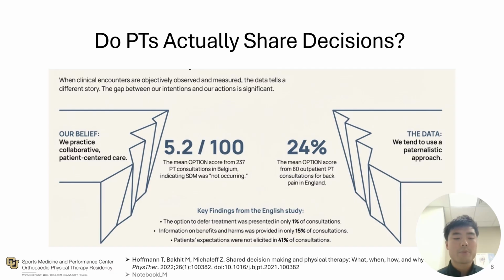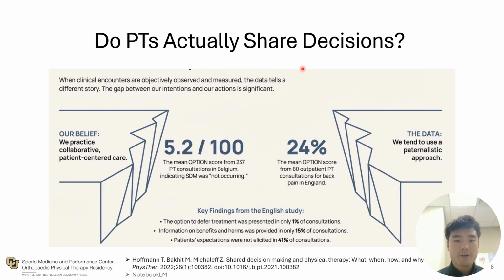Research shows that physical therapists value shared decision making, but we aren't actually doing shared decision making. There are some observational studies that reveal significant gaps. For example, you can see on the bottom here, studies show that therapists don't often present multiple options, don't consistently discuss benefits and harms, and don't always elicit patient preferences. And that's a real problem, right? Yet patients report that they want to be involved in these decisions.